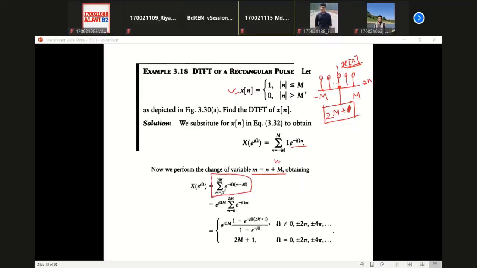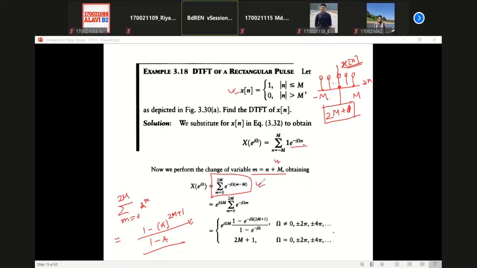From m equal to 0 to twice M. If we have this sum, m equal to 0 to twice M of a to the power m, then this sum equals what? 1 minus a to the power twice M plus 1, divided by 1 minus a. Isn't it? Okay. Then this transformation is actually aimed at using this closed form. So when we replace this, then your replacement is this.